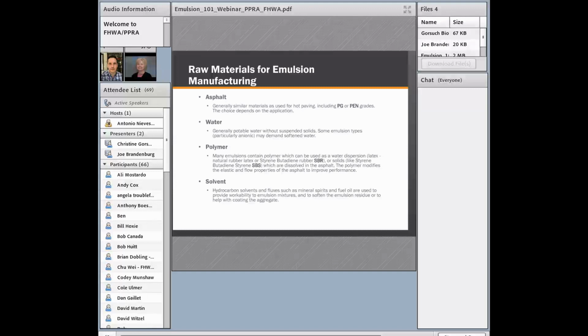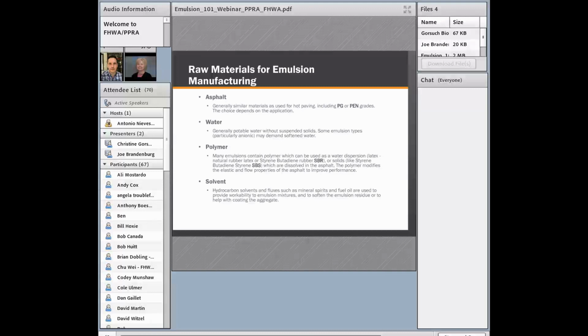Polymer can be added in the emulsion either as latex, like SBR latex, which is a dispersion of latex and water, or also in forms like SBS, which can be dispersed in the asphalt binder itself. The polymer adds elastic properties that help improve the performance of your final product.